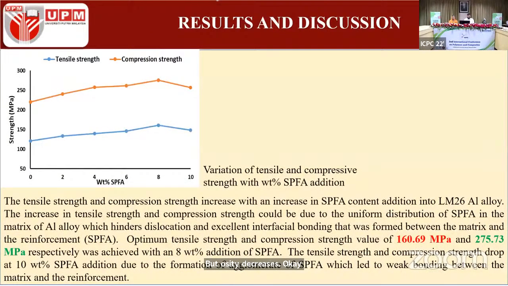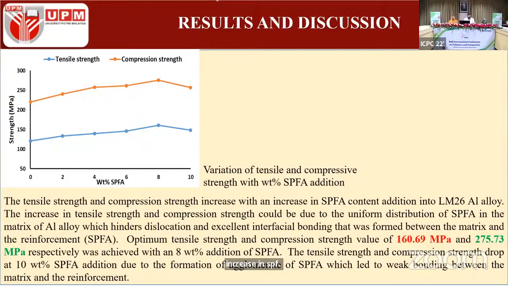Okay, this is the figure for variation of tensile and compressive strength with the different weight of sugar palm fiber ash addition. So as we add the sugar palm ash into the composite, we find the tensile and compression strength increase to some extent, and after 8%, it decreases slightly. The tensile strength and compression strength increase with the increase in SPFA content addition into LM26 aluminum alloy.